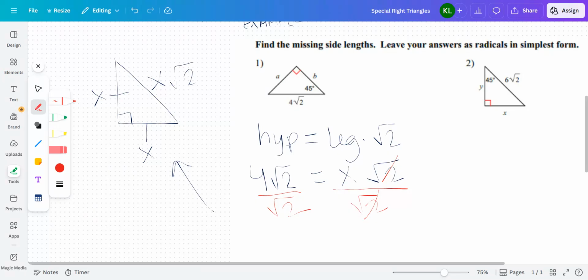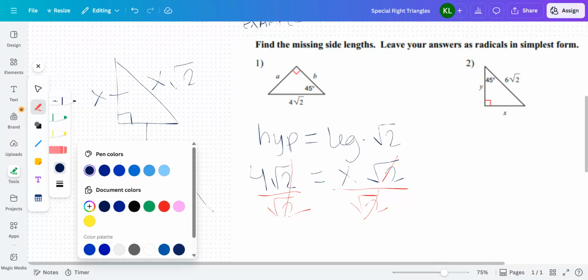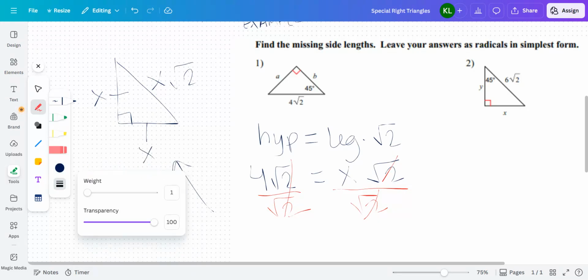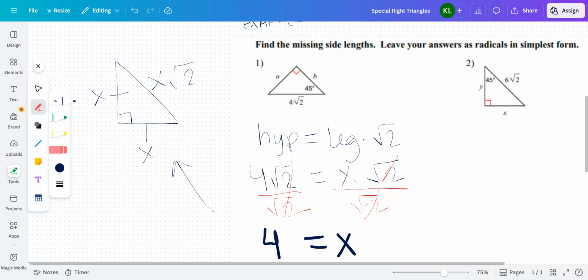On the left-hand side of the equation, we have the square root of 2 divided by the square root of 2, so that's going to simplify to 1. And then 1 times 4 is just 4. So we're going to have 4 is equal to x. Now again, because this is a 45, 45, 90 triangle, I know that those 2 legs are congruent. So A equals 4 and B equals 4.